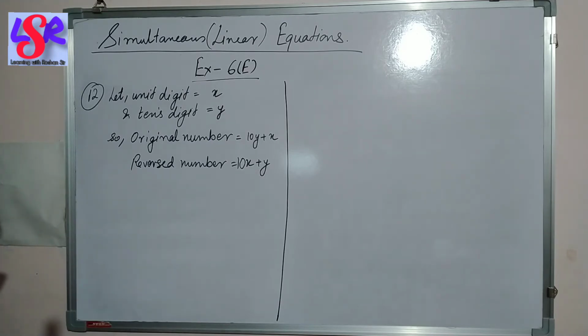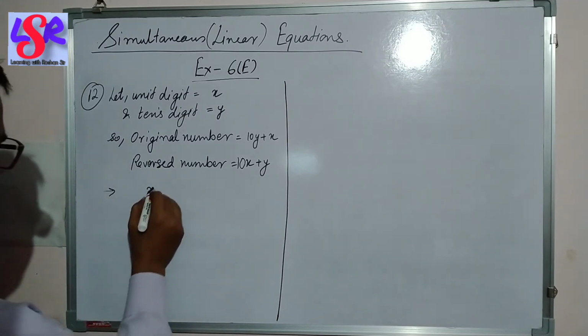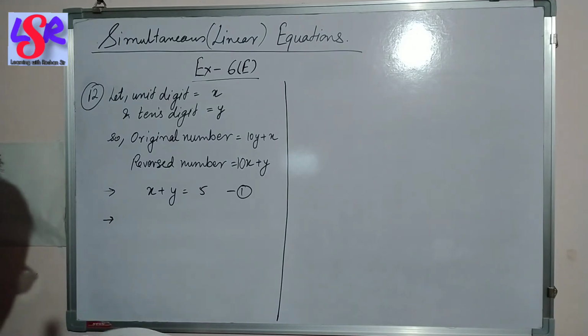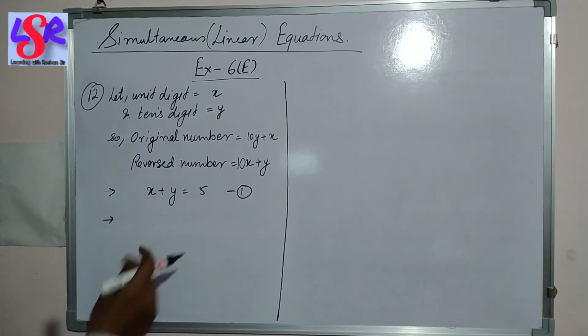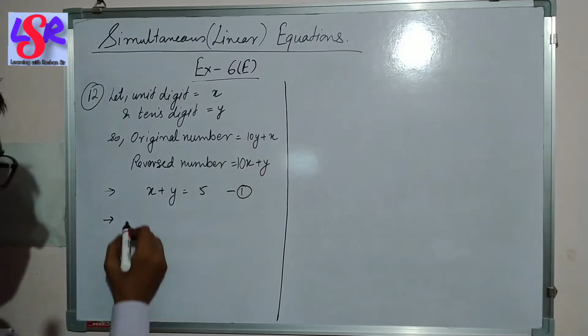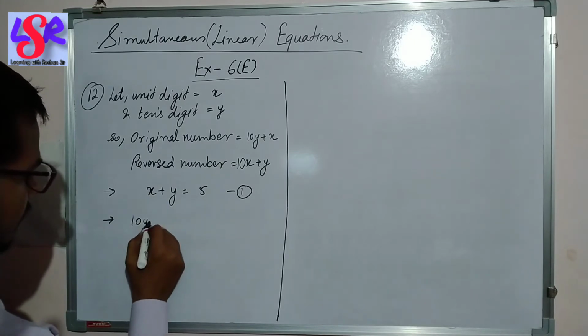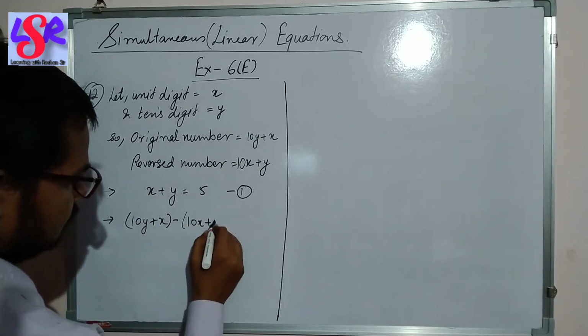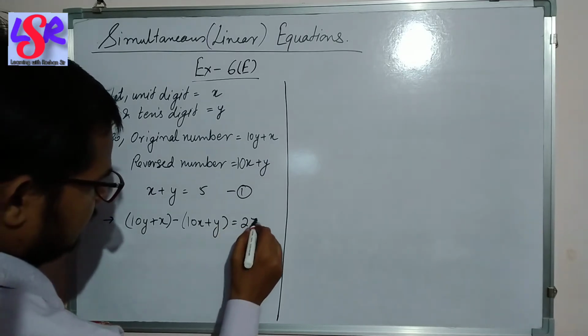that the sum of the digits of the two-digit number is 5. So the first equation will be x plus y equals to 5. Now for the second equation, if the digits are reversed, the number is reduced by 27. That is, the difference of these two is 27, in which the original number is greater. So this will be 10y plus x minus 10x plus y equals to 27.